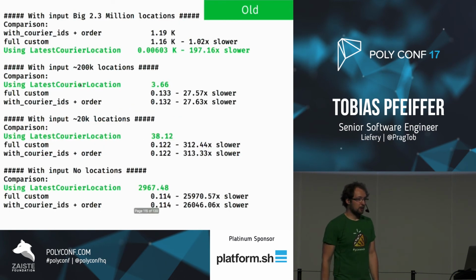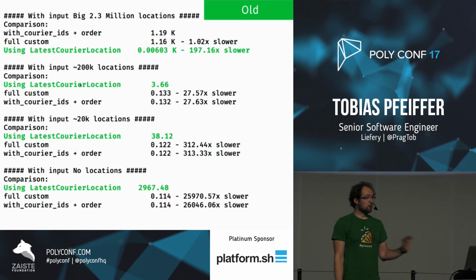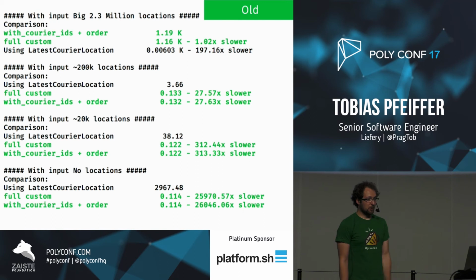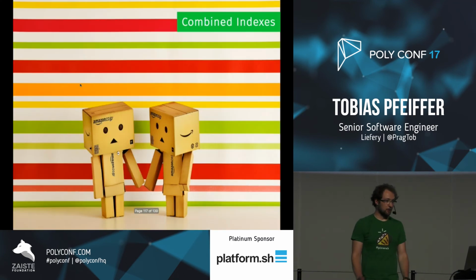As we can see here, our database view is the slowest when we run the one with 2.3 million locations. But for everything else, with 200,000 locations, 20,000, and no locations at all, it's the fastest one. The other ones get super slow, which is why we get that many errors. Some couriers have no locations at all because they don't use our application, and when those queries take super long, it crashes, obviously. Our custom ones are fast for many locations, but then they get slow.